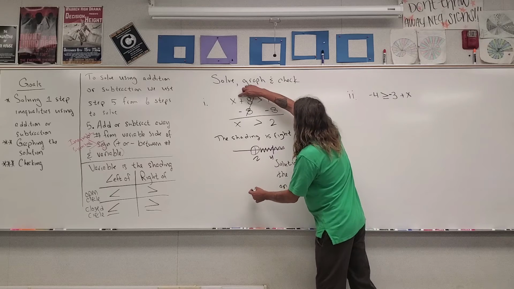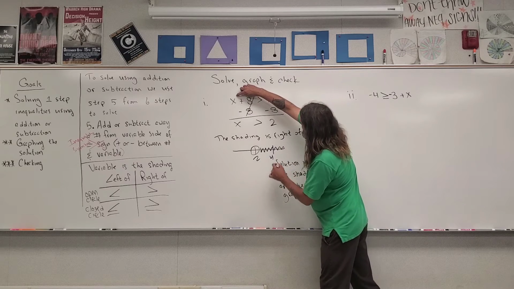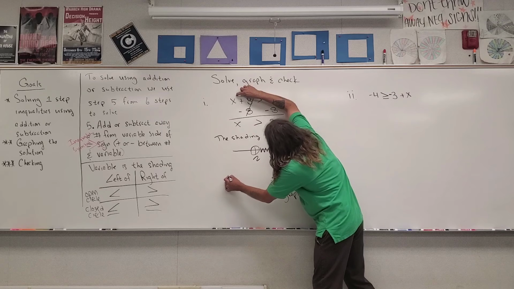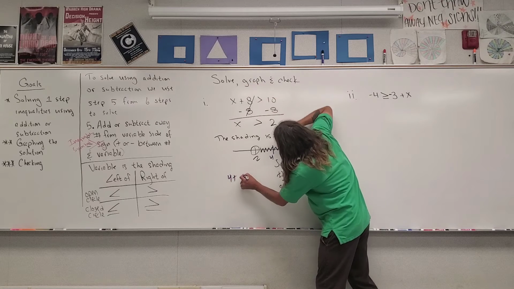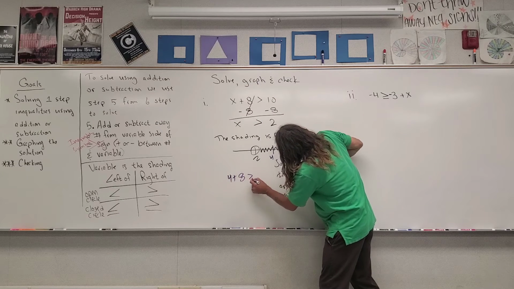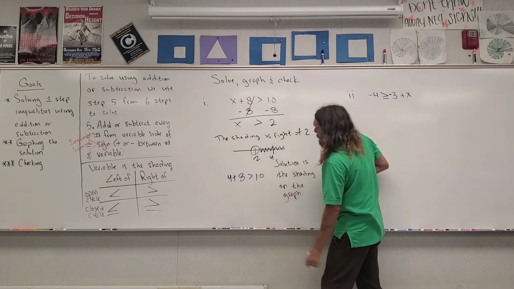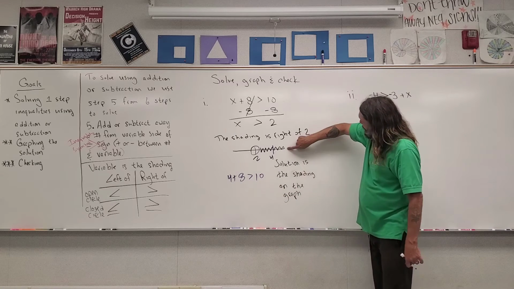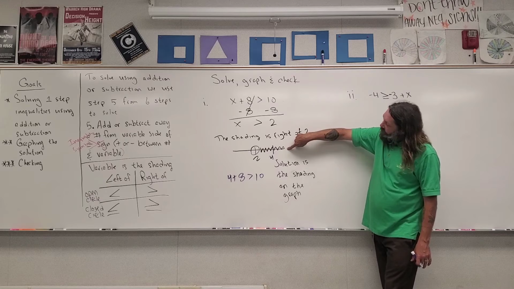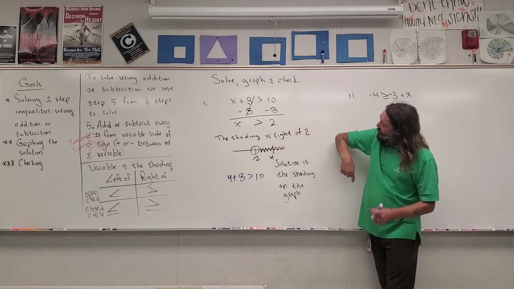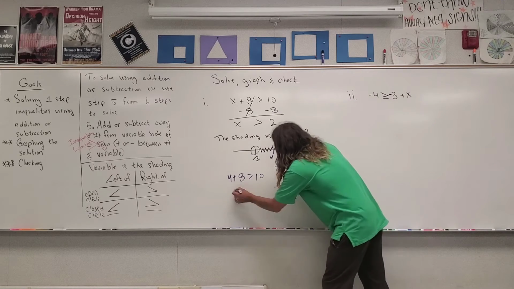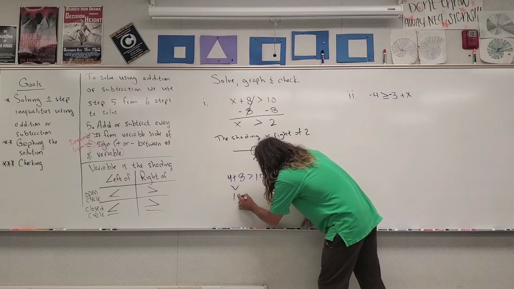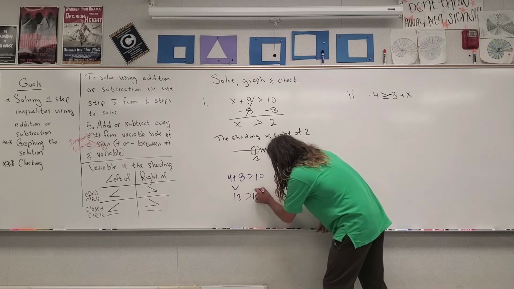So I'm going to write my inequality, but everywhere I have an x, it's going to now turn into 4. So I have 4 plus 8. Is that greater than or equal to 10? And again, I can just pick any number in the shading, and I will hopefully have a number that will make a true statement. So 4 and 8, that gets me to 12. 12 is greater than or equal to 10.